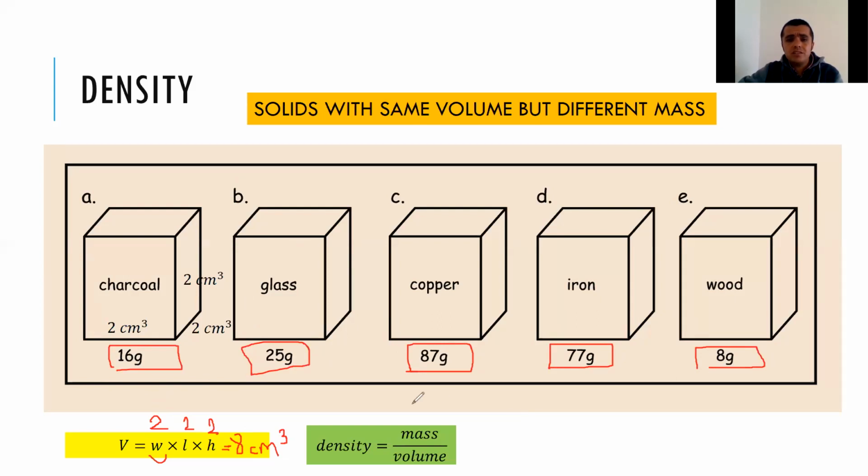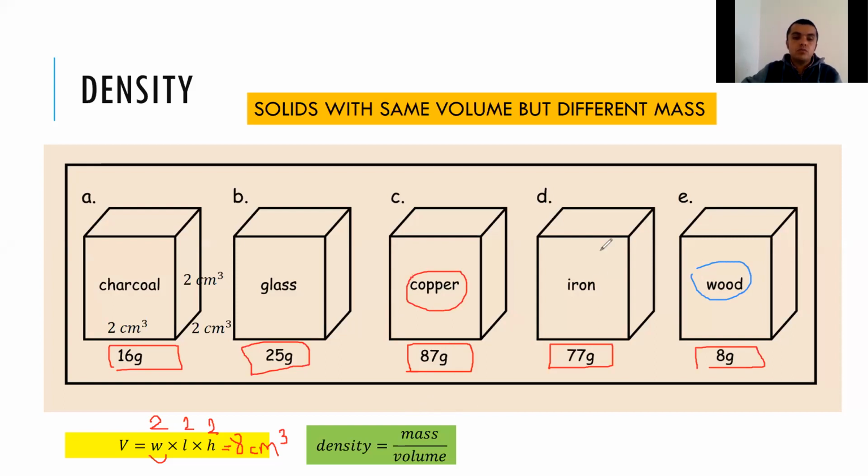So which one has the highest density? You can easily tell me. Copper. Which one has the lowest density? You can easily tell me. Wood. Because they have the same volume, same unit of volume, that's what we call 8 centimeter cube, but it has less mass. So that is what we call density.